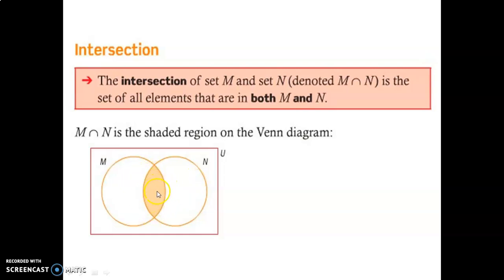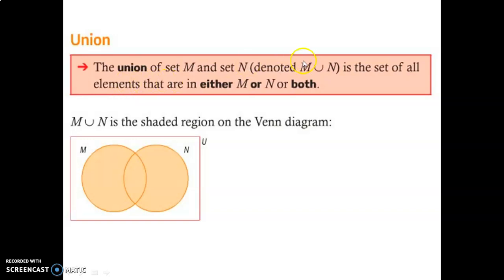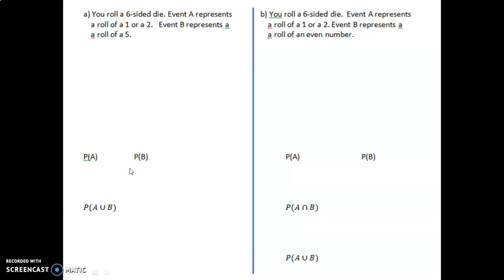It's where both occur. A union is shown using this symbol, looks like a U, and it means things that are in either M or N or both. That both part is important. So here, things that are in M or N or both. So union is all that. Okay, great. Let's try another one.